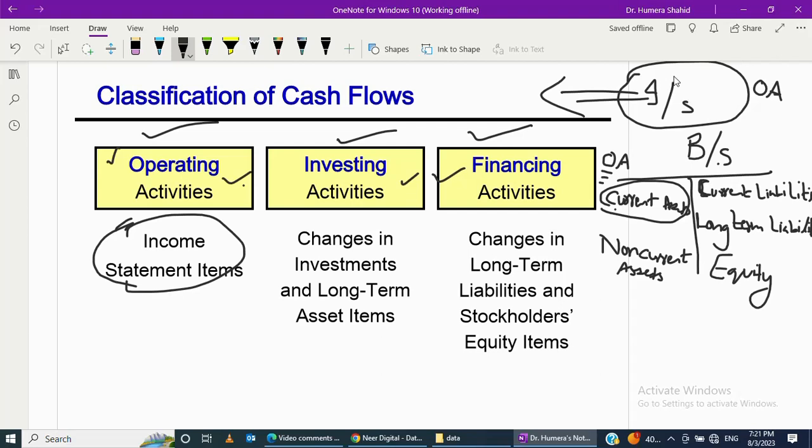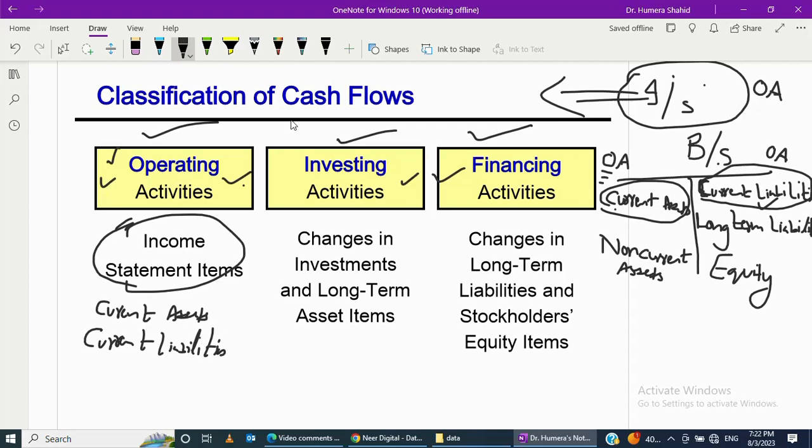Also, if I want to see in the income statement which are my cash basis expenses and which expenses are non-cash, I need to check my payables, right? Accounts payable or salaries payable or interest payable or rent payable, all these are my current liabilities. So current liabilities also help me in preparing the operating activity section. So in order to prepare the operating activities, you need the income statement, you need current assets, and you also need current liabilities.